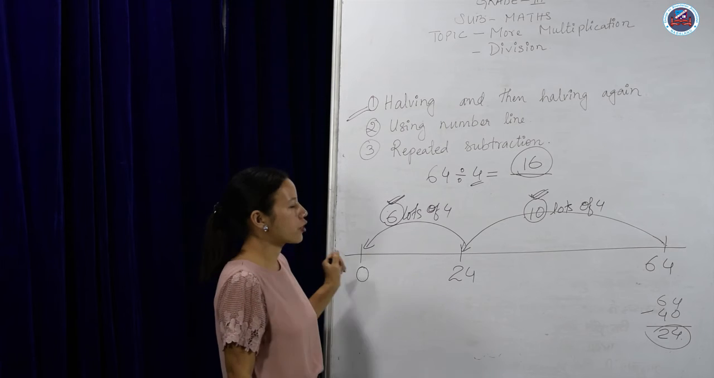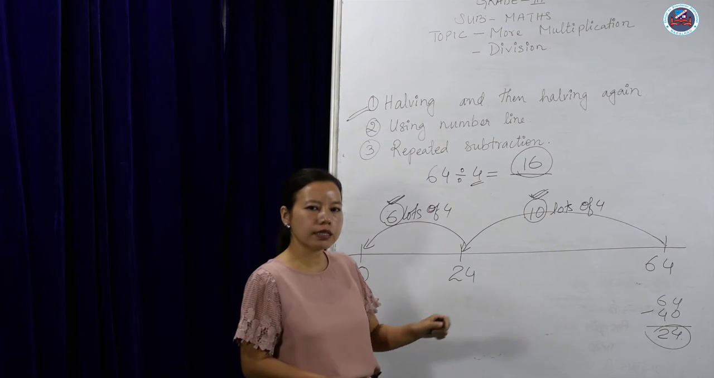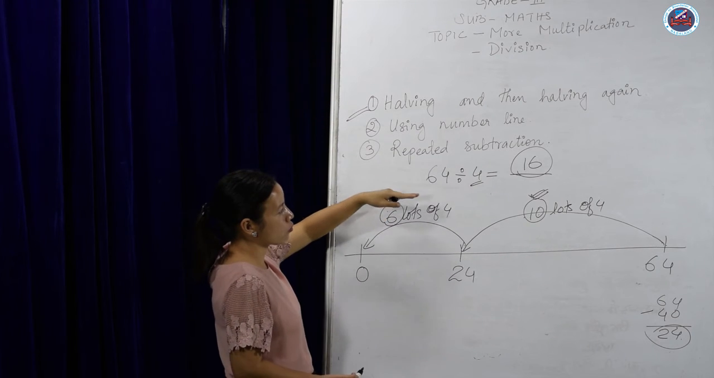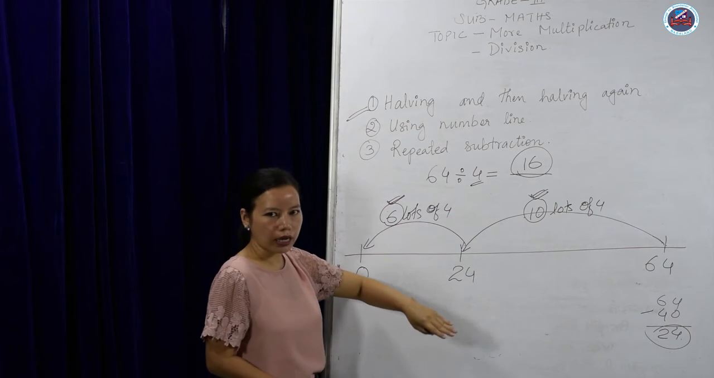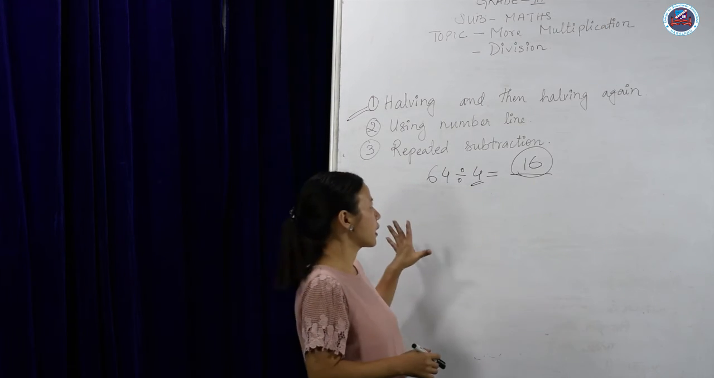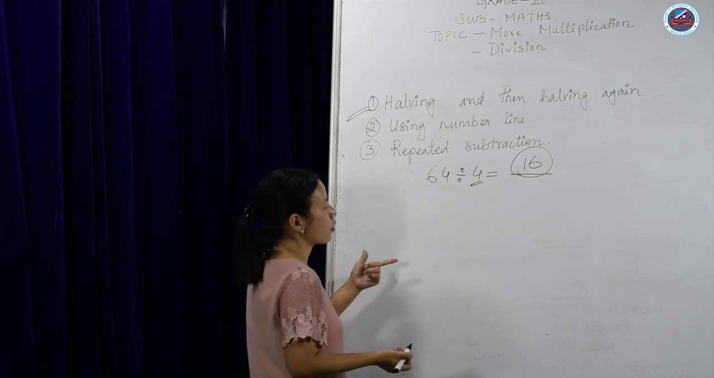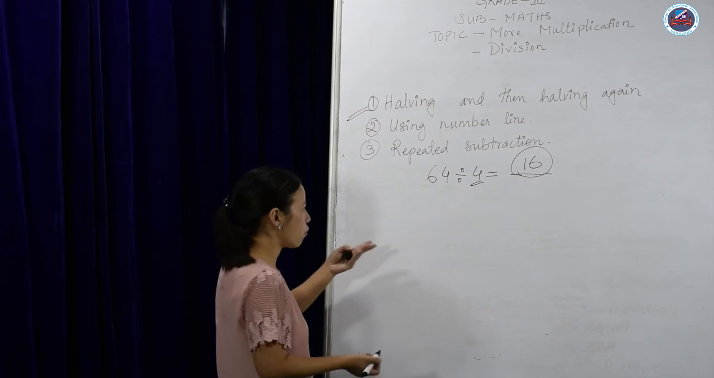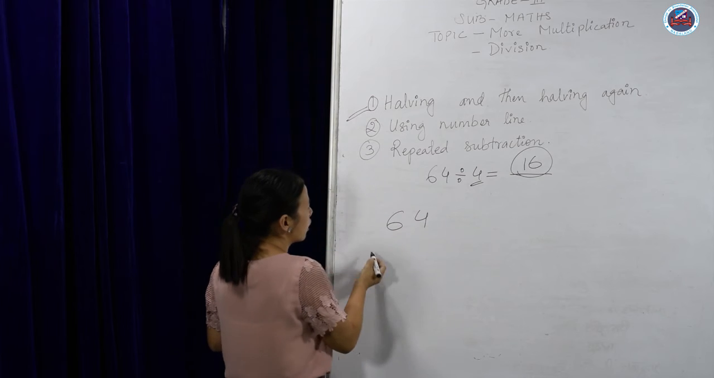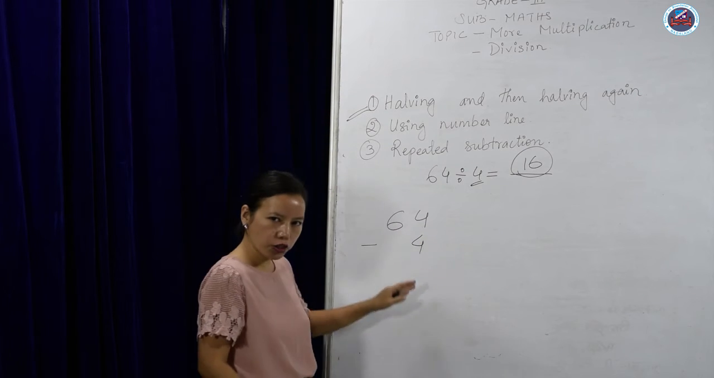Now we will go next to repeated subtraction. Repeated subtraction means we will keep on repeating, okay? That is, we will keep on subtracting 4 each time, alright? That is 64, I have 64. So if I keep on subtracting 4 each time, it's going to be long.